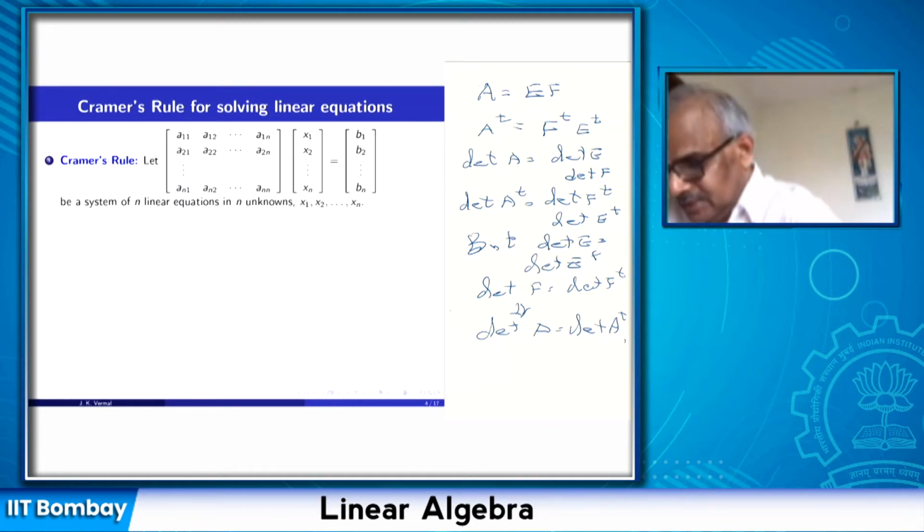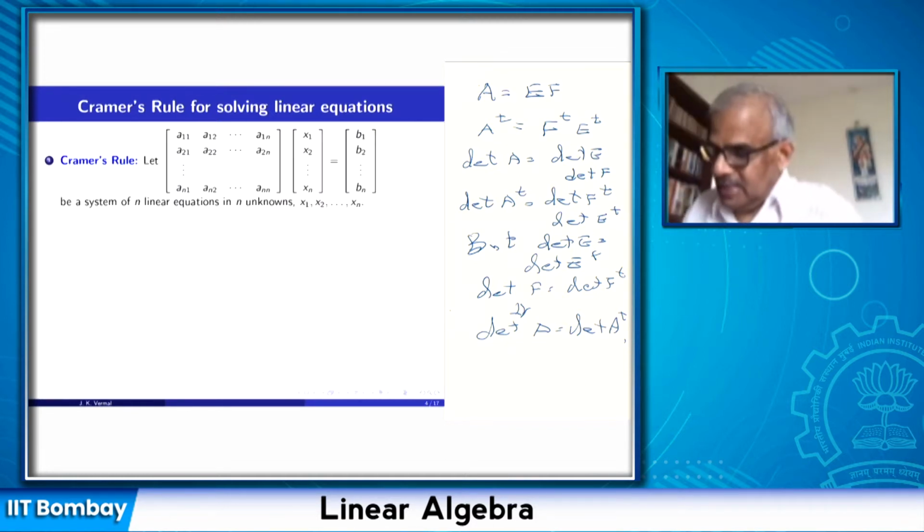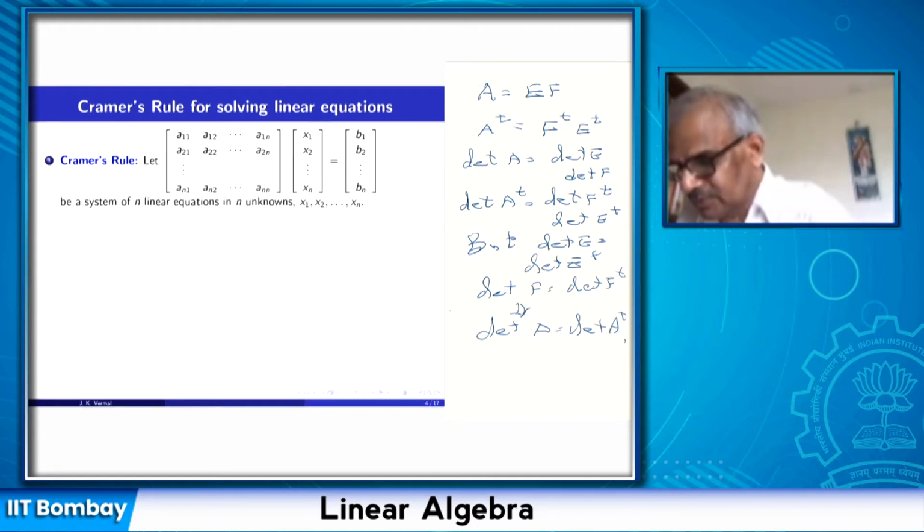We have a general system of n equations in n unknowns. I have displayed the coefficient matrix here, and x1 up to xn are the unknowns, and b1 up to bn are known quantities. We want to solve for xi. Of course, we know the Gauss elimination method to solve for xi using row operations, but sometimes we need a compact formula for xi, and Cramer's rule gives this compact formula.